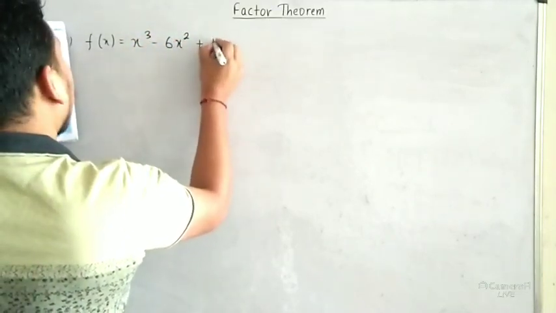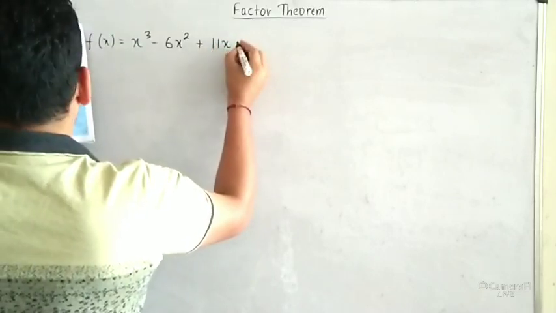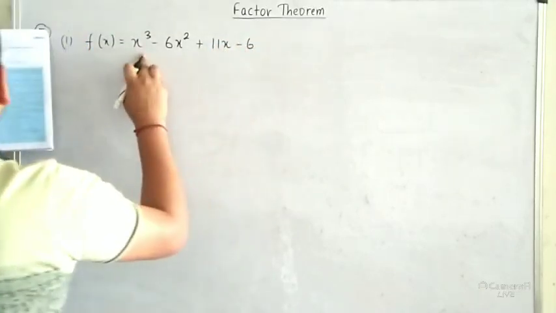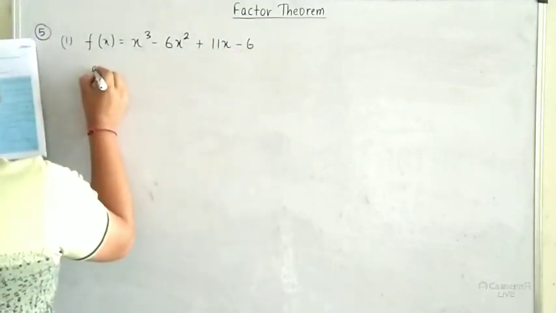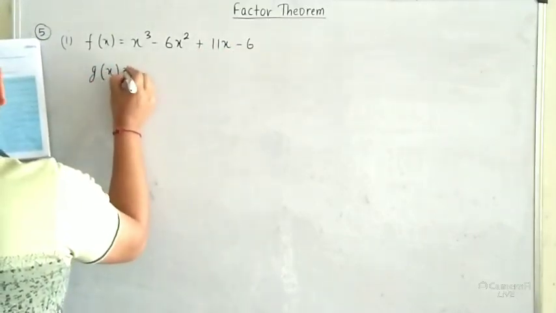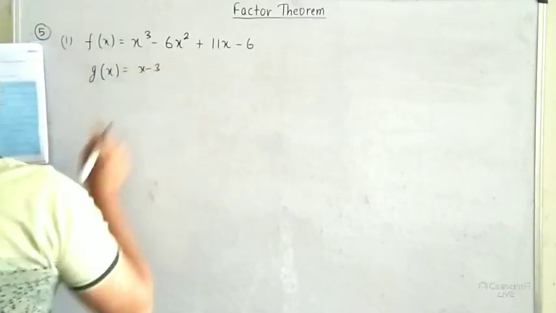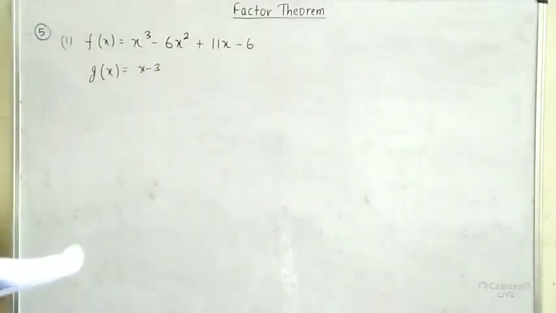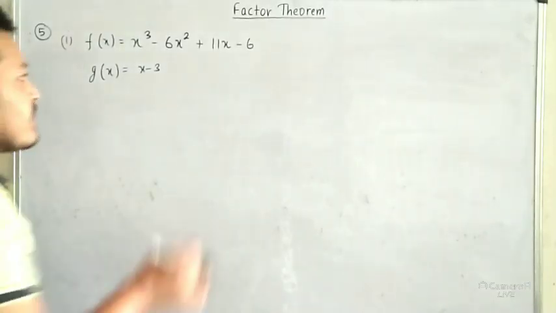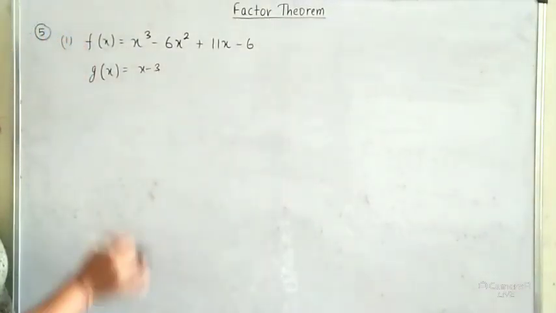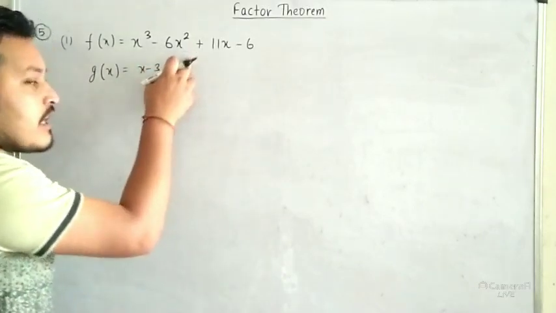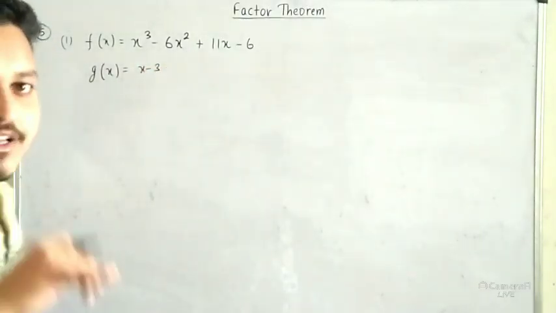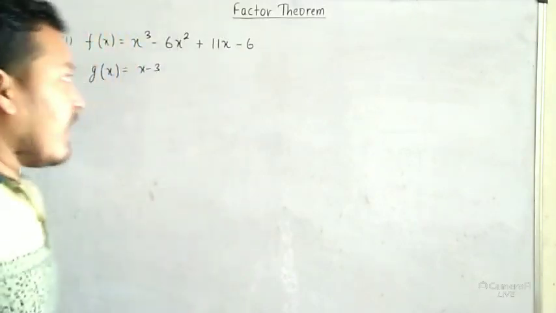First, f(x) is the expression x cube minus 6x square plus 11x minus 6, and g(x) is equal to x minus 3. Use the factor theorem in each of the following to find whether g(x) is a factor of f(x) or not. We have to check whether g(x) is a factor of the given expression, yes or no. क्या ये factor है या नहीं है?